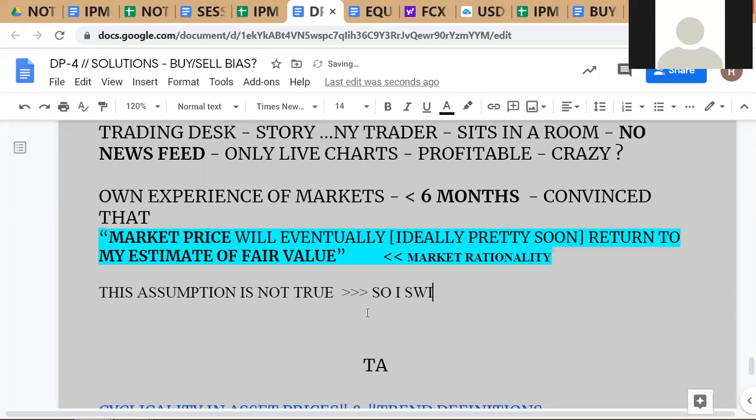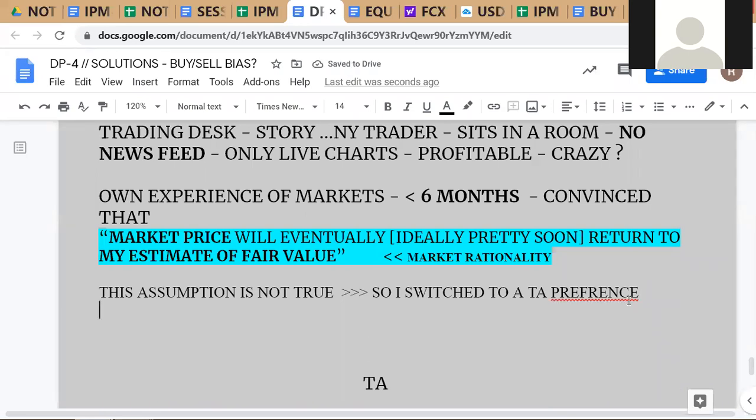And therefore, I switched to a TA preference. Strong preference for TA, because in every market which is liquid, I don't know how, I'm not able to spell preference. Let them correct it.